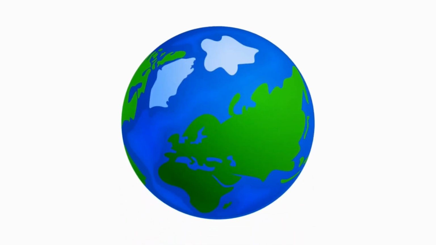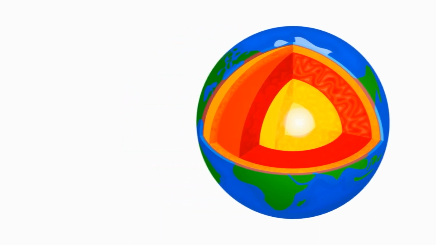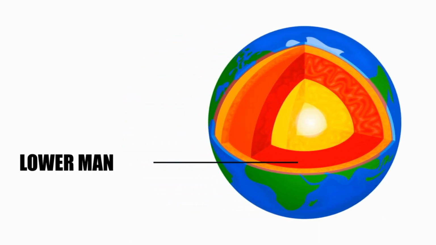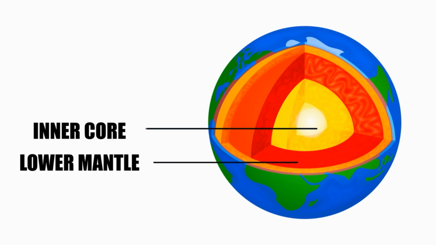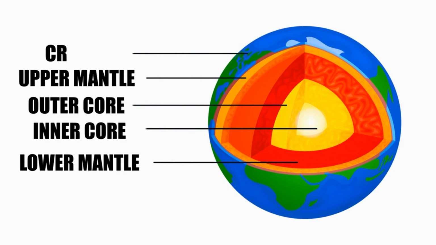Despite its proximity to us, the Earth's core remains a mysterious structure. We can categorize it into two parts, the inner core and the outer core. Additionally, it is predominantly composed of iron and is responsible for generating the Earth's magnetic field.